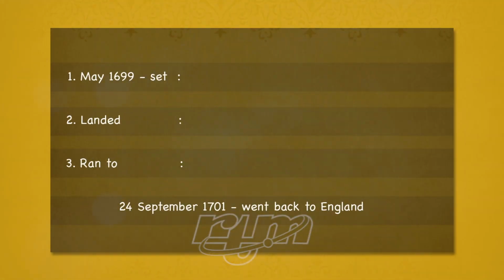For number 1, it says the 4th of May, 1699. What do you think happened on this date? If you remember, the story begins with Gulliver setting sail with someone. Do you remember the person's name? The answer is he set sail with Captain Pritchard. Did you get it correct?